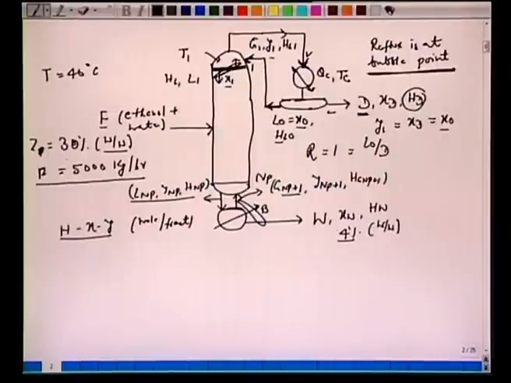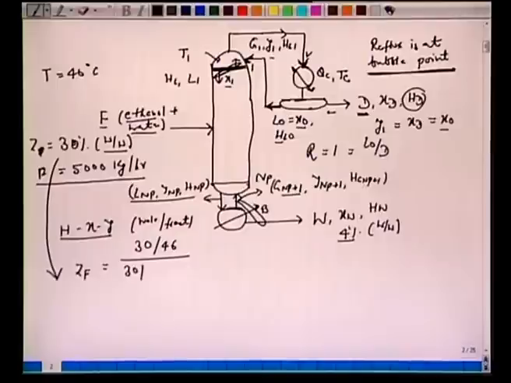So let's first convert this ZF into mole fractions. We have ZF equals 30 over 46. Right, 46 is the molecular weight. We have binary components here. So 30 by 46 over 30 by 46 plus 70 over 18. This 18 is the molecular weight of water. If we do this, we should get a quantity of 0.14.